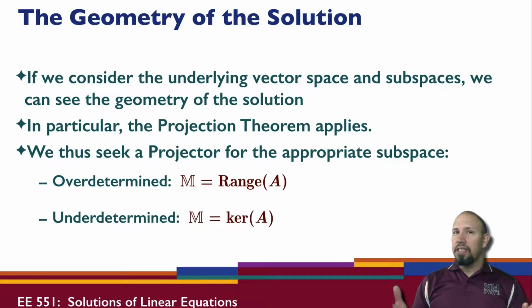We know that there are subspaces. There's a range of A. B is not in the range of A. We talked about the null space of A. So we have these different things going on. So if we consider the underlying vector space and subspaces, we can see the geometry of the solution. In particular, the projection theorem applies, and we thus seek a projector for the appropriate subspace.